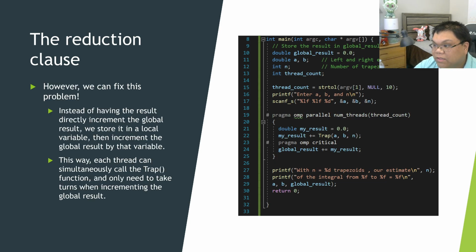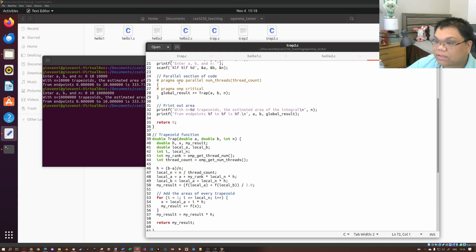There is a way to fix this. Instead of having the result directly increment the global variable that is our result, we store it in a local variable, then increment the global result by that variable. This way, each thread can simultaneously call the trap function and only need to take turns when incrementing the global result. So that would look like this.